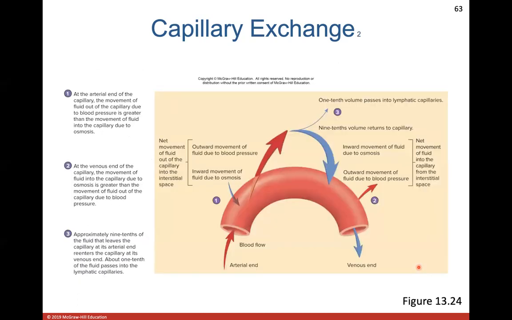So here we have the capillary exchange at the arterial end of a capillary. The movement of fluid out of the capillary due to blood pressure is greater than the movement of fluid into the capillary due to osmosis.